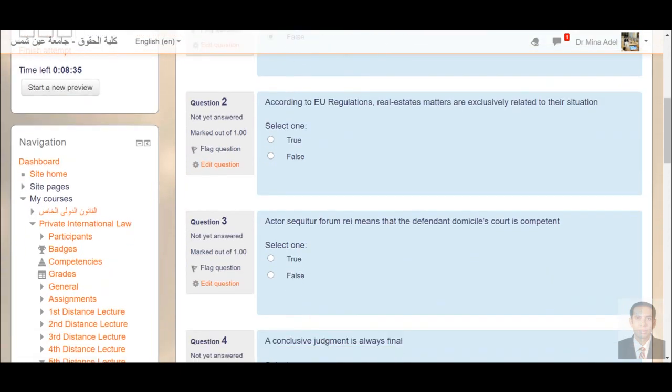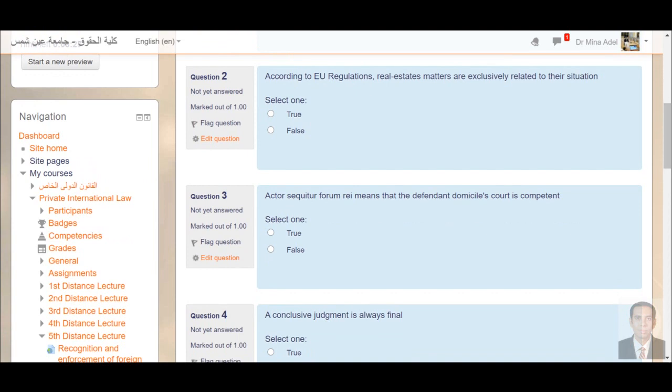Question 2. According to EU regulation, real estate matters are exclusively related to their situation. We need to read every part of the question very carefully. Okay, we need to be careful because we can have some traps. I won't call them tricks, but they may be traps. Don't fall in those traps. So sometimes you can have a trap in the question. So read it very well and be concentrated.